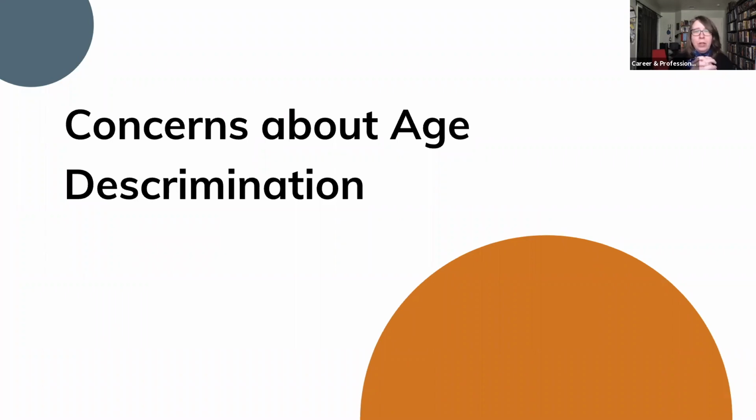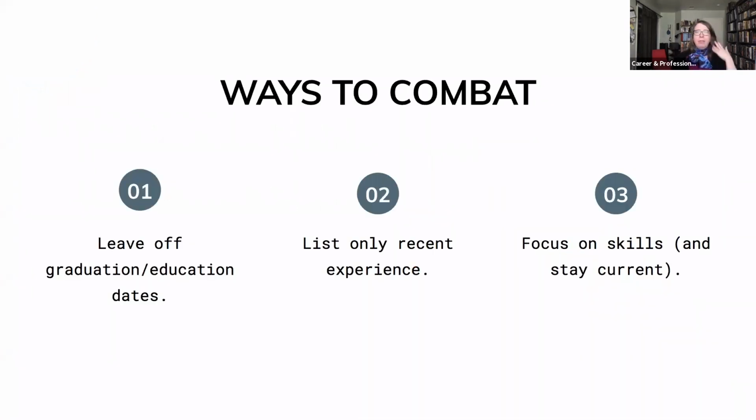People can assume that you are older and therefore out of touch, and maybe not as quick of a learner. People can also equally assume that you're young and you don't have a lot of experience, and that it's going to be harder to train you and bring you up to speed. I'm mostly going to address the older end of the age discrimination issue here, but some of the tips will apply in both contexts. So, ways to combat age discrimination specifically on your resume.